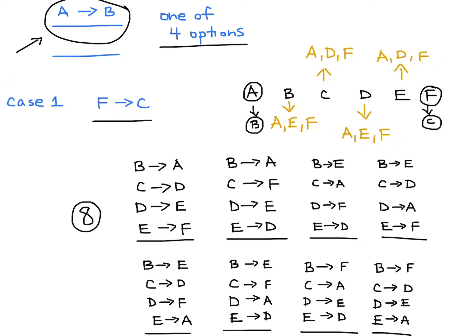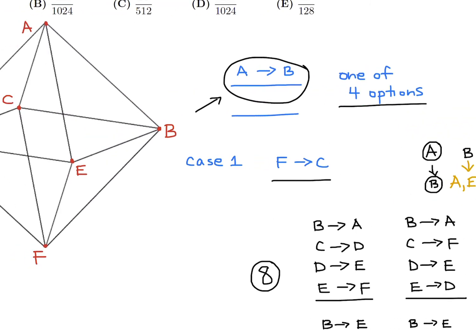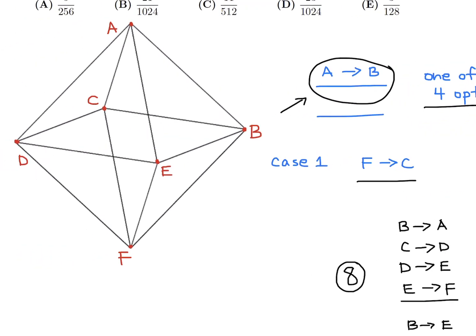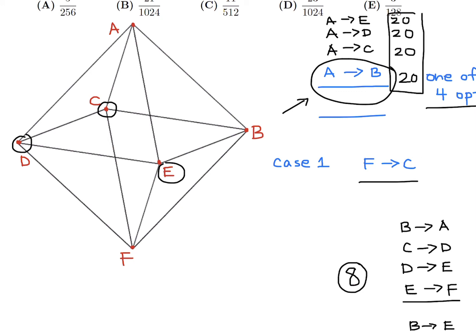Now remember, I told you at the beginning that that's only one of 4 possible options for A. If A goes to B, you've got 20 possibilities like we just figured out. But A can also go to C, D, or E. If A goes to C, we can also figure out 20 ways. If A goes to D, we can also figure out 20 ways. And finally, if A goes to E, we can also figure out 20 ways. So in total, it's 80.